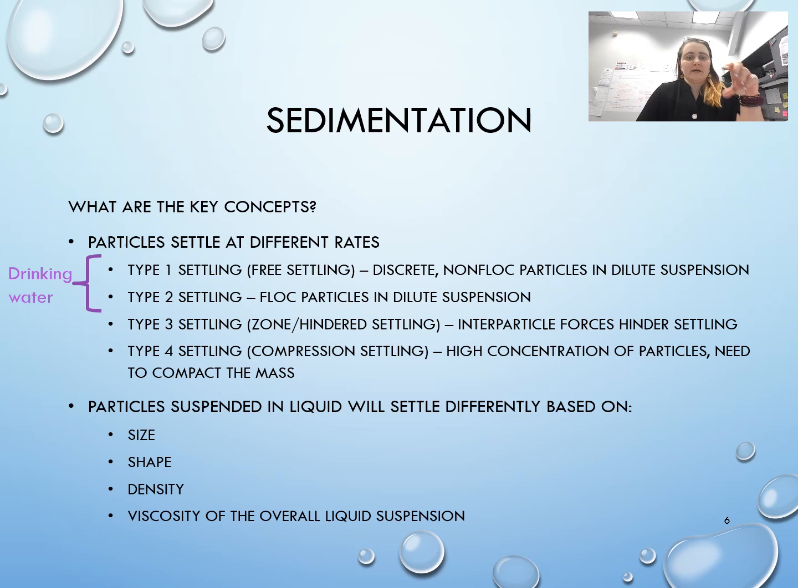When we get to type 3 and type 4, what starts to happen is the particles are so densely packed within a suspension of liquid that they have particle interactions between themselves now. And so they start to hinder their own settling because they're interacting with each other. And so in those types of settling, sometimes we have to add chemical additions, sometimes we have to change the process up a little bit. But type 1 and type 2 are the ones that we see predominantly in drinking water treatment.